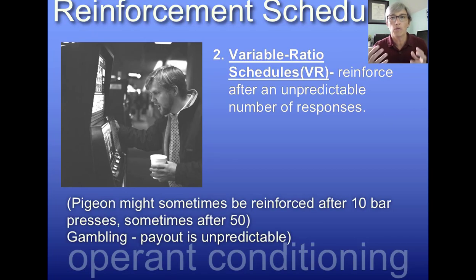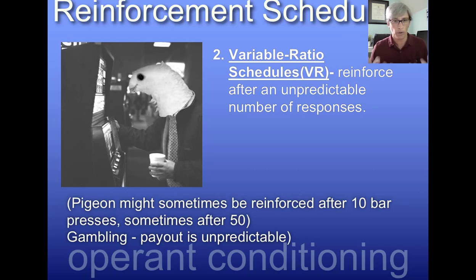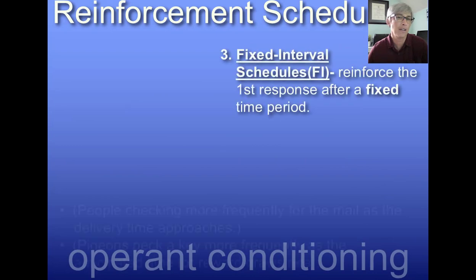Next, a variable ratio. Variable means it varies. Ratio, still a number. So unpredictable number of responses will equal a payout. Pigeons might sometimes be reinforced after 10 bar presses, sometimes after 50. We don't know. This bird pigeon is playing a slot machine, and casinos take advantage of variable ratio schedules, knowing that we're going to keep trying if we think, oh, I'm going to get that winner out there somewhere. Lottery tickets. I like to buy lottery tickets occasionally because of variable ratio. One of these days, I'm going to hit it big.